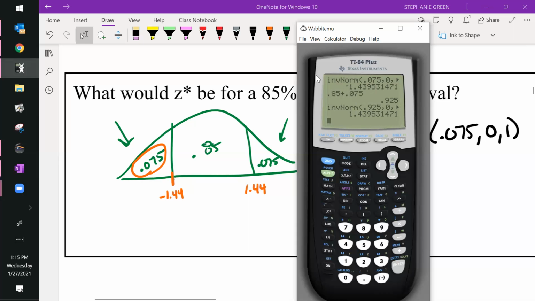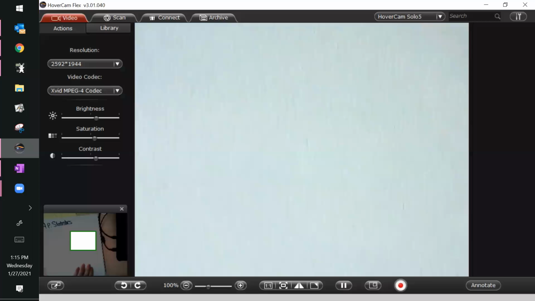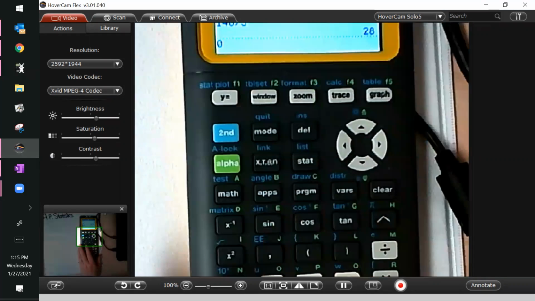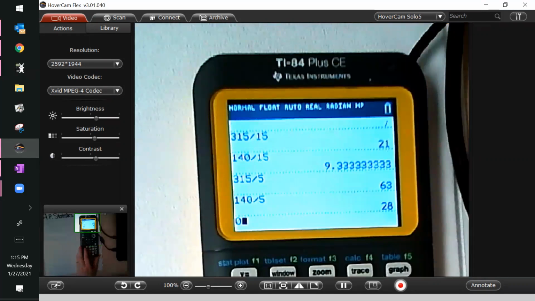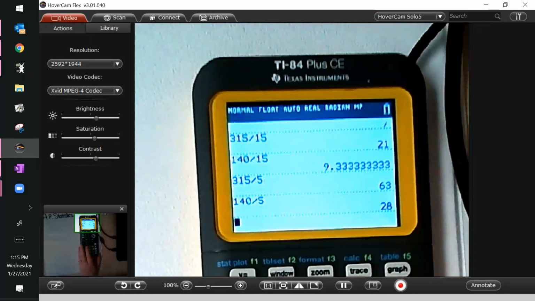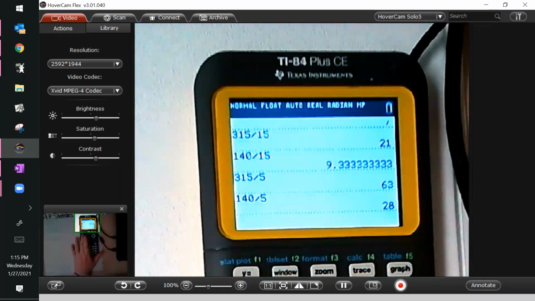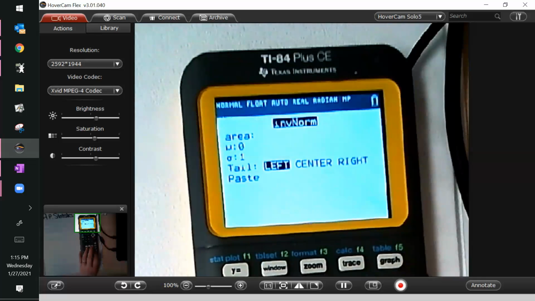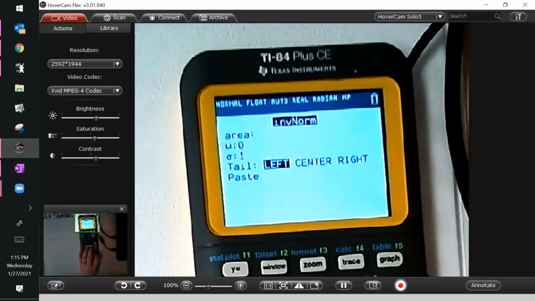I do want to point out one more thing though. If you have a newer calculator, you actually have even more options. Let me open up my camera here and show you the newer calculators that I have here in class. I think some of you guys have this version of a calculator. Clear. And this one, when I go to that same inverse norm, it actually gives you more options. Down here, it says left, right, and center.